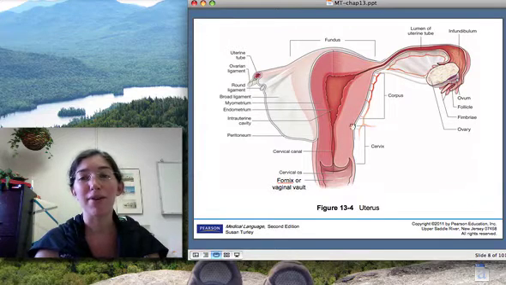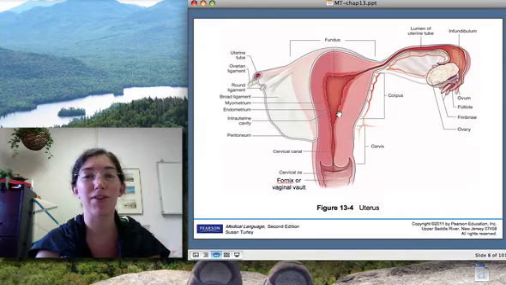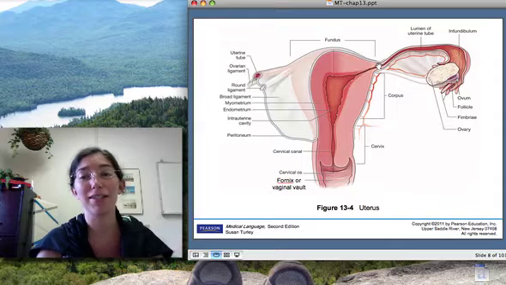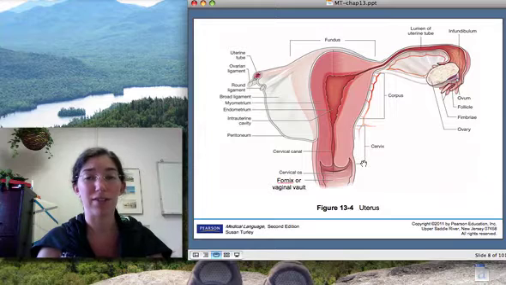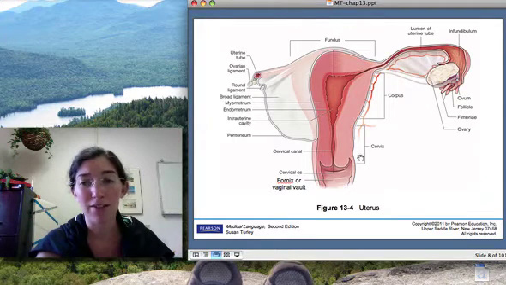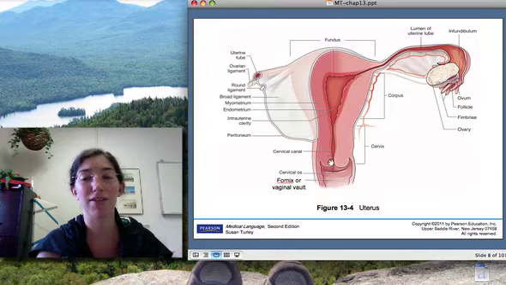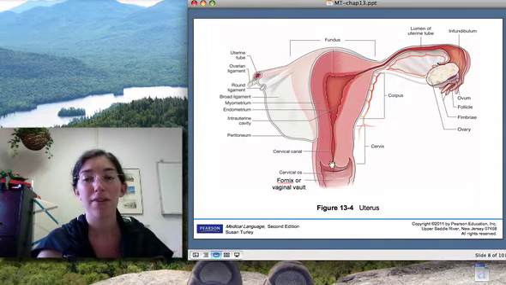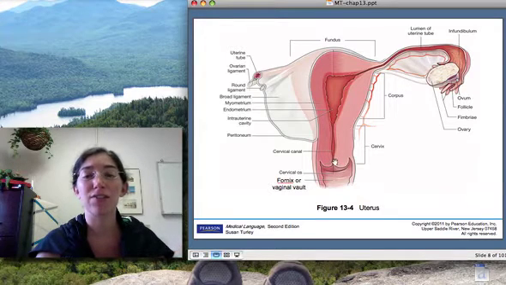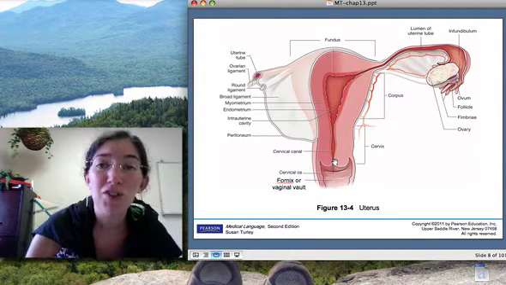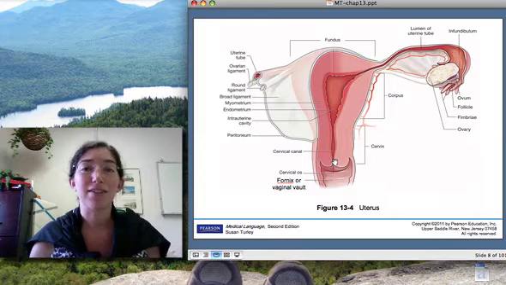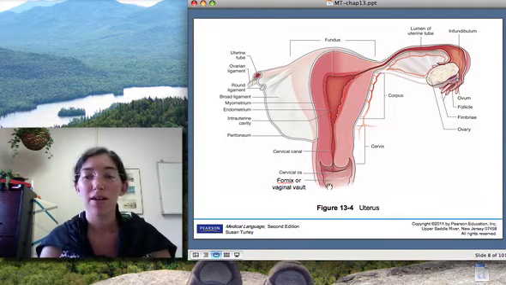The body, or the main portion of the uterus, is referred to as the corpus. Corpus means body in Latin. And then the slender neck of the uterus is the cervix, and of course cervix means neck. The place where the cervix opens into the vagina, the opening there, is the cervical os. Os is just another term for an opening, just like meatus. Urethral meatus is a term for opening, so is os.